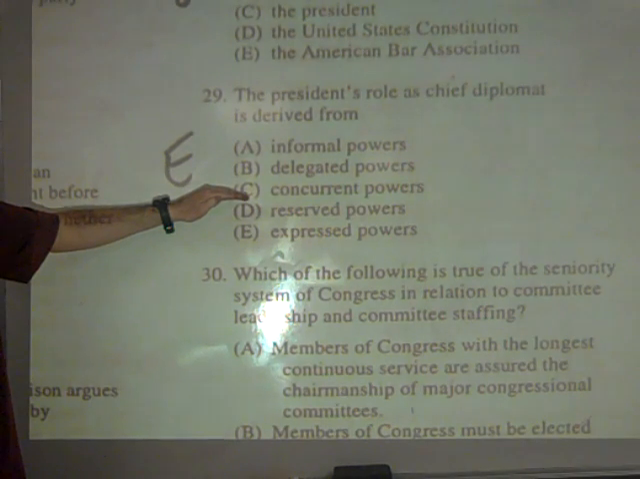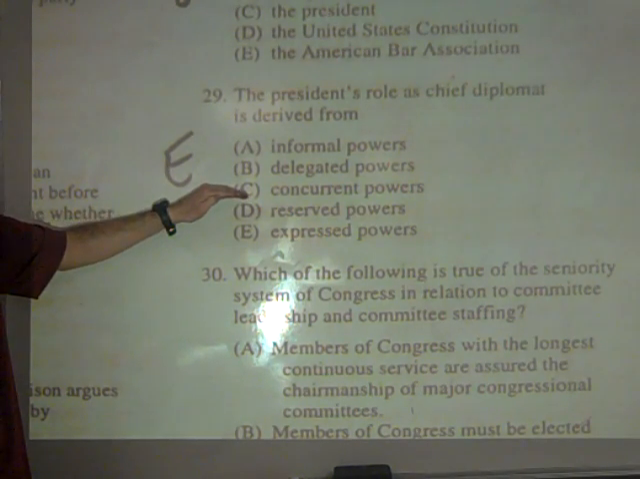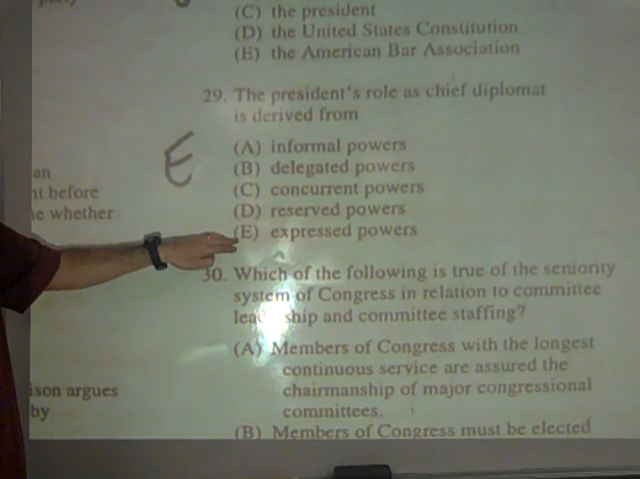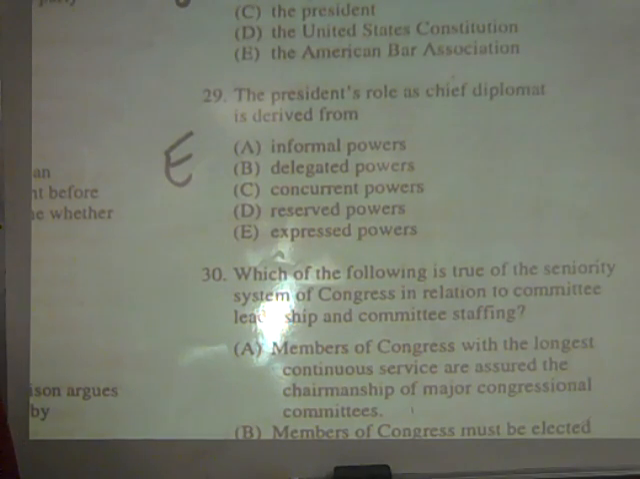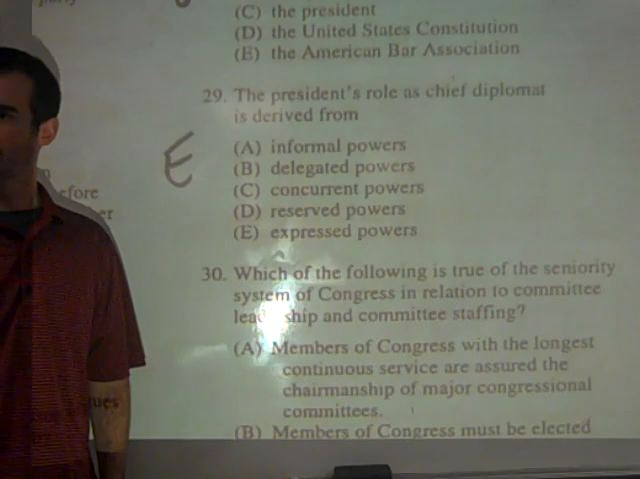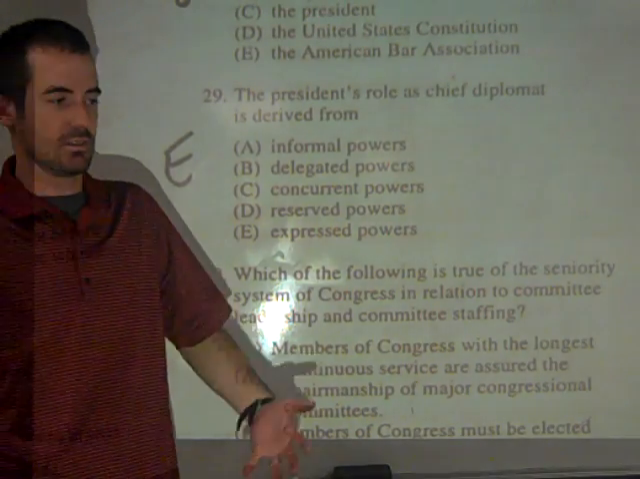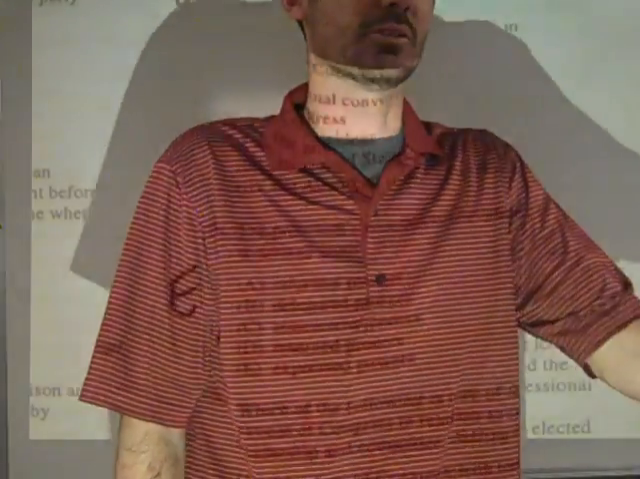Concurrent power, that's a power that belongs to both the national government and the states. That can't be right. Reserved power, that only goes to the states. Express powers go to the national government. So I guess it's an informal power. Although his power to make treaties is formal, so maybe it's informal in that because he gets to make treaties, we also let him be the chief diplomat.